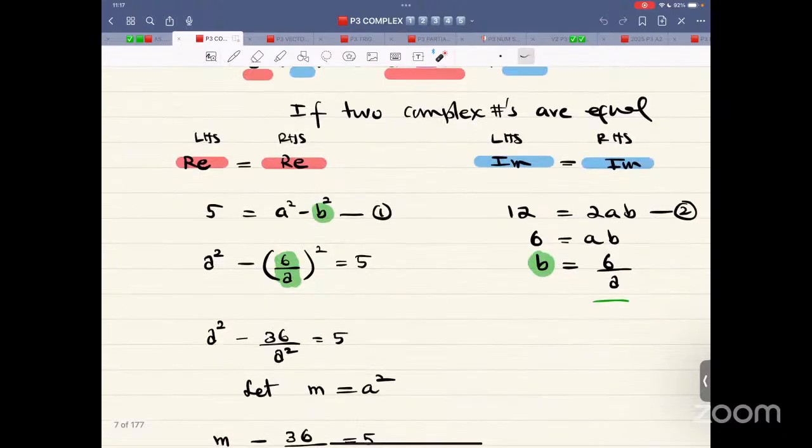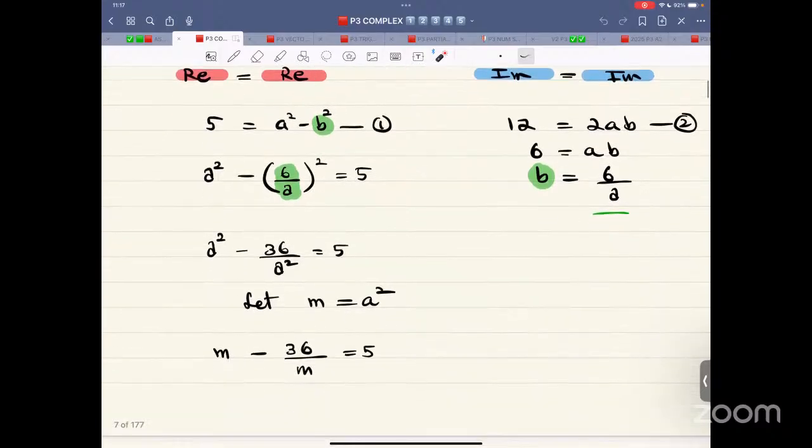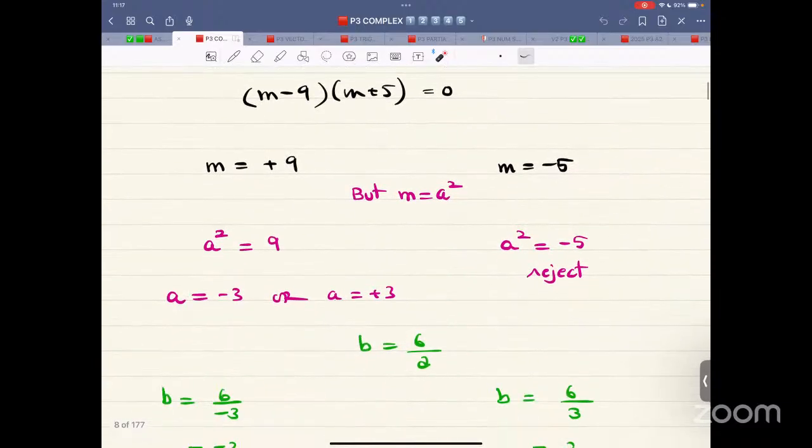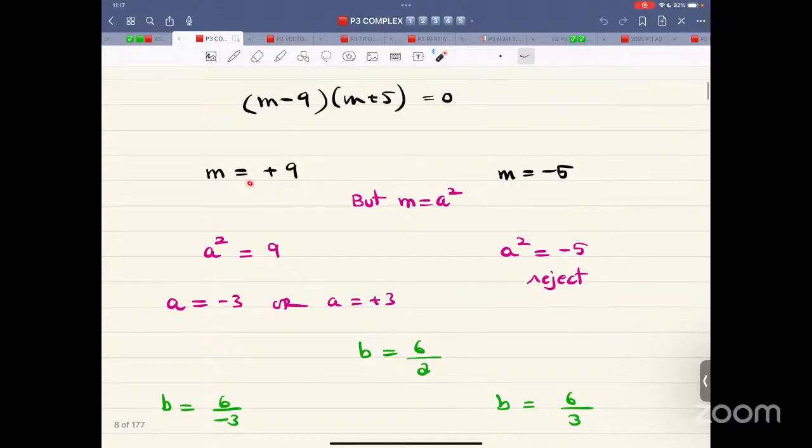Now, if two complex numbers are equal, the real should equal the real, and the imaginary should equal the imaginary. You get two equations. You solve them simultaneously. From the non-linear equation, make a variable the subject, plug it into the other one, simplify, and get a disguised quadratic equation. Now, m is +9, m is -5. We will reject it. Why? Because the answers would be unreal. So let me write over here, why are we rejecting it? Because the coefficients are real, and this will give me unreal values.